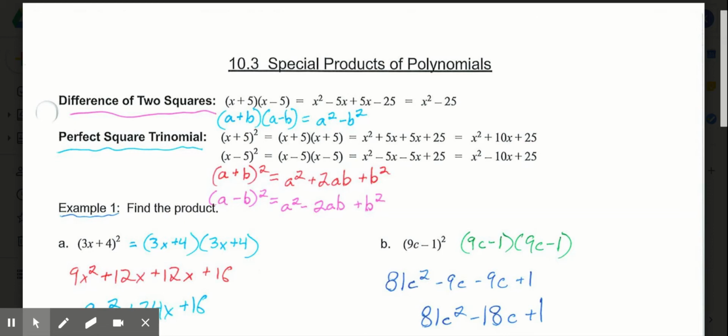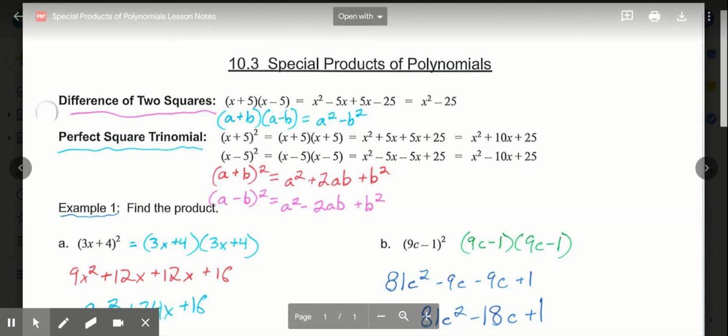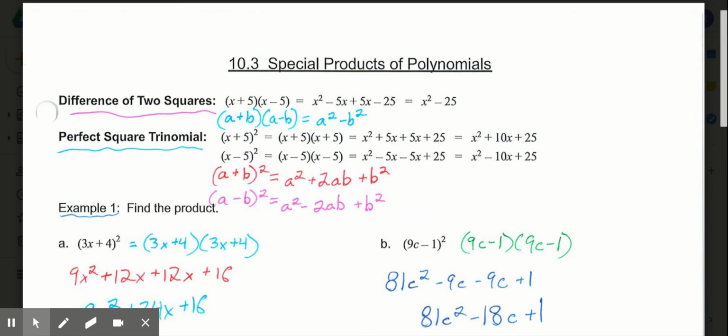So our two examples here could be something like x plus 5 squared, which again, if we wanted to FOIL it, we'd have x plus 5 times x plus 5. Using FOIL, you can see the math here, and then we end up with the final answer of x squared plus 10x plus 25.